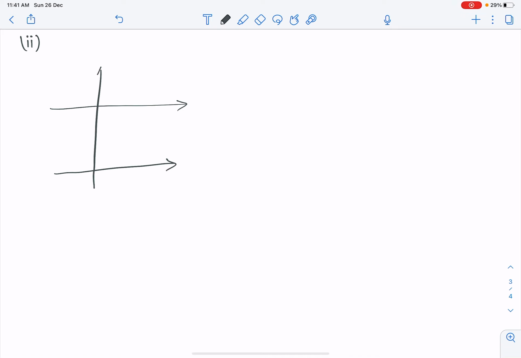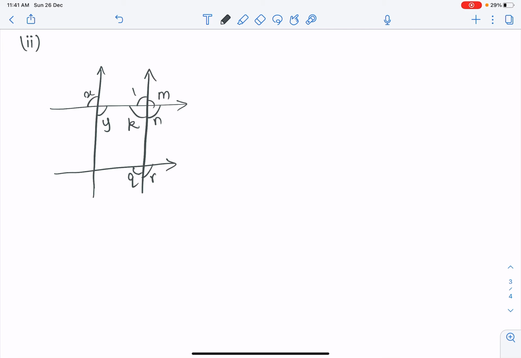Moving on to part 2. Let's draw the diagram. These are your parallel lines and this is your transversal. Two transversals and two parallel lines. X, Y, L, M, N, K, Q and R.